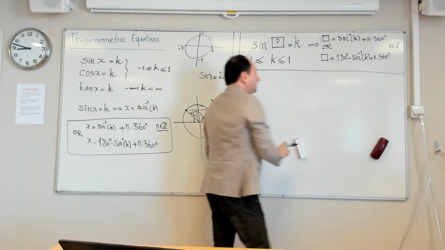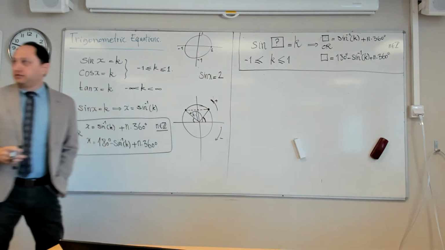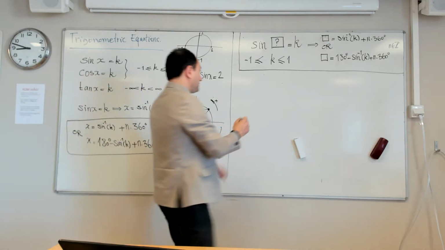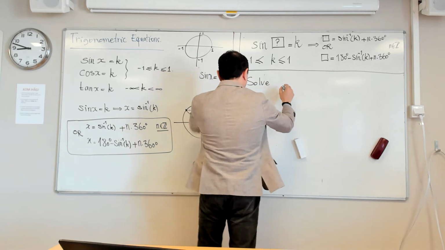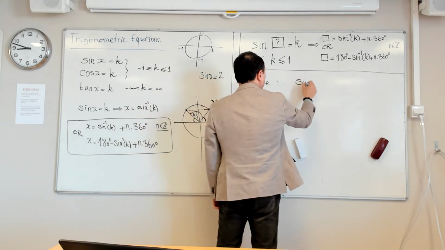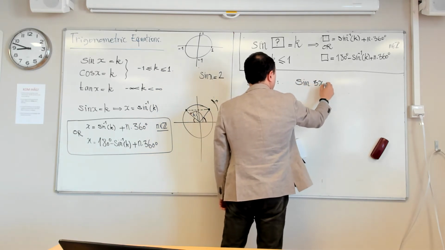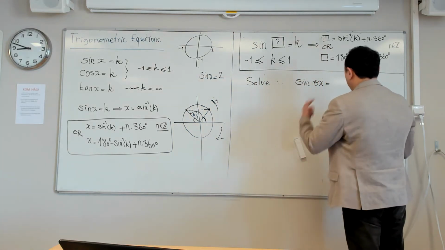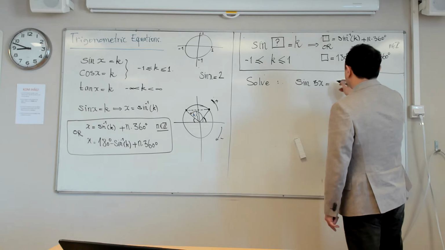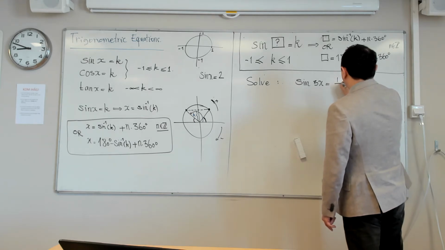Okay. Is that understandable? For example, let me give you a simple example. We want to solve this, okay? So sine of 3x is equal, for example, let me give one of those angles where I don't need a calculator. So for example, let me write 1/2.